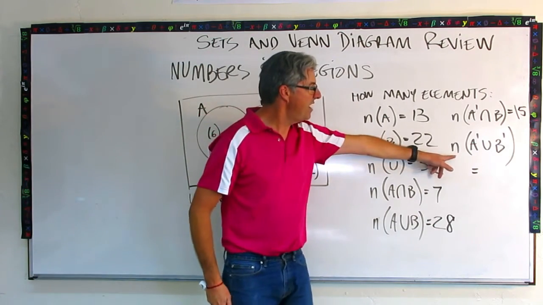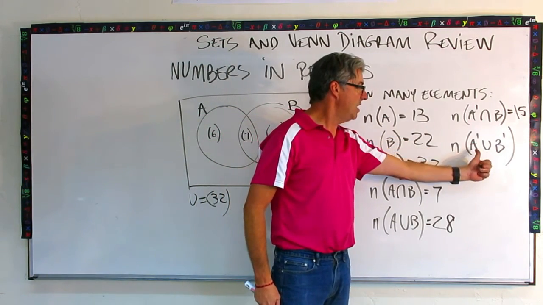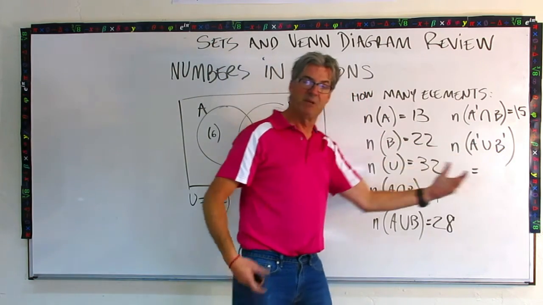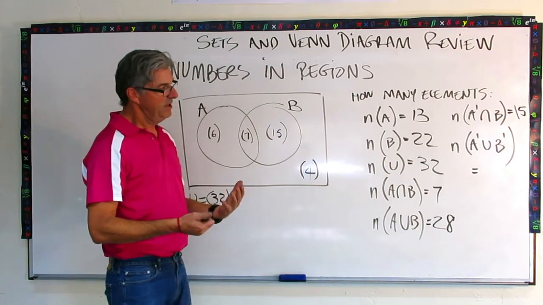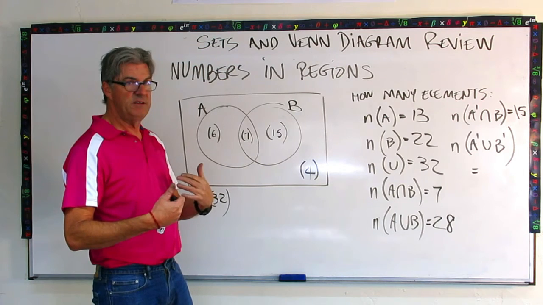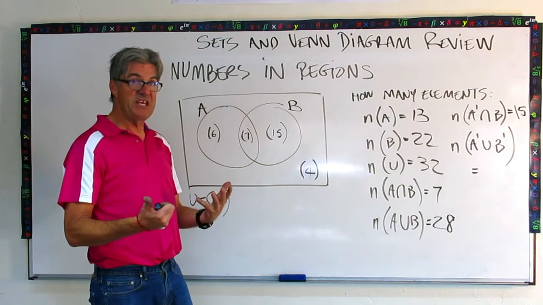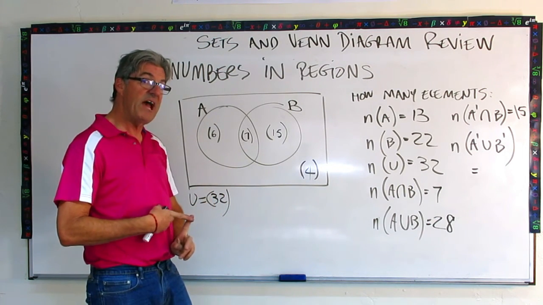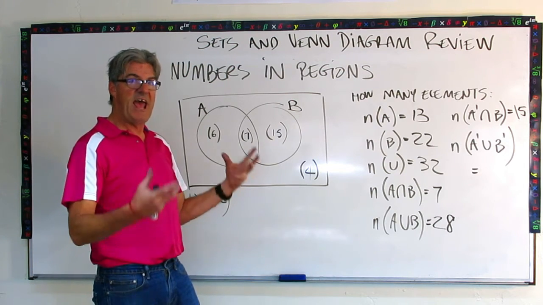This is the number of elements in the union of the complements of both A and B. So let's think about that. The complements of A and B are just the things that are not in either of those sets. However, we have a union. So that means we're going to add stuff together.